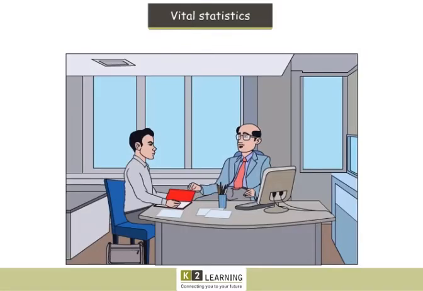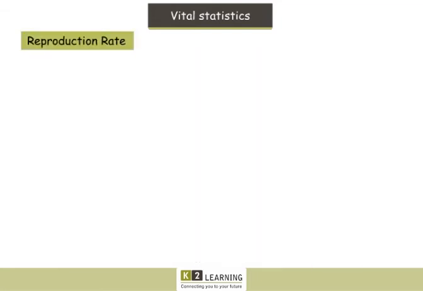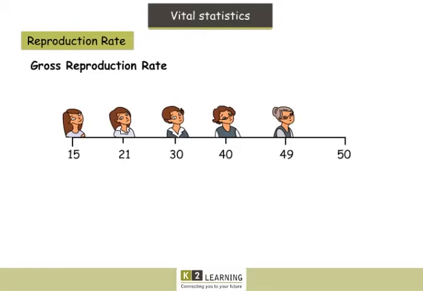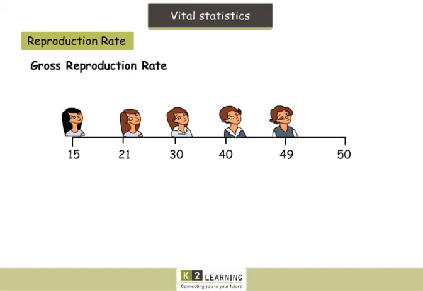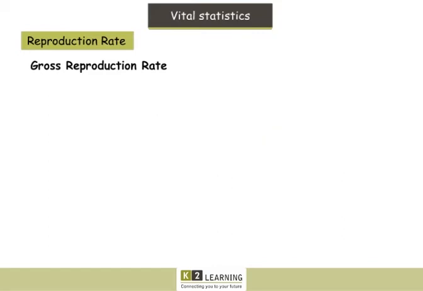Alright, now moving further, the fertility rates do not consider the sex of the newly born children and their mortality, and hence are unsuitable for giving an idea of rate of growth of population. For this purpose, reproduction rate is calculated. The gross reproduction rate is the number of daughters who would be born to a woman completing her reproductive life at current age-specific fertility rate.